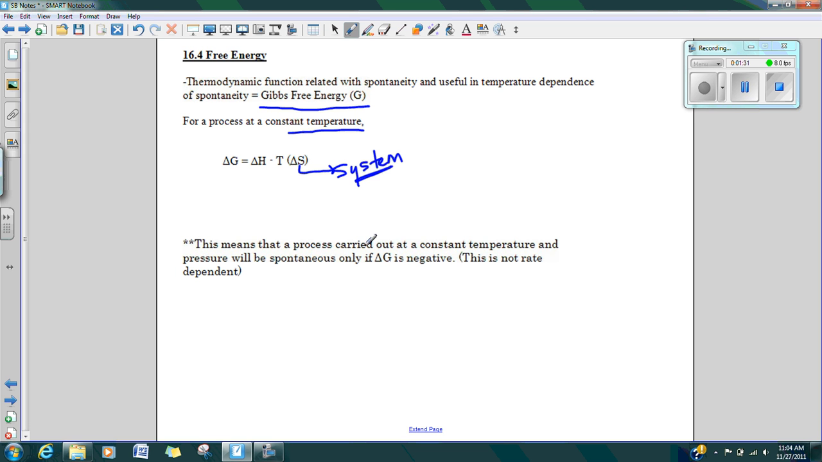This means that a process carried out at constant temperature and pressure will be spontaneous only if delta G is negative. Now, this is not rate dependent, and we haven't really talked about rates too much yet, so we will just say that this is going to be negative. And you can see that a positive entropy change and an exothermic reaction, which is negative, both favor spontaneity. So overall, delta G does need to be negative in order for it to be spontaneous.